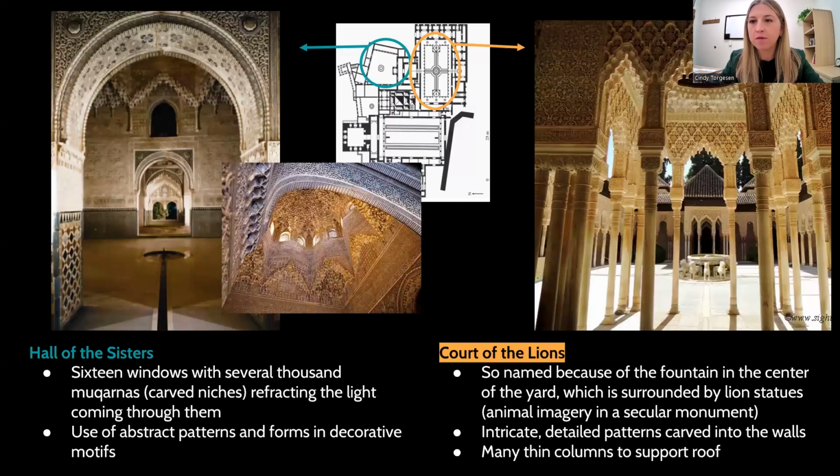These are two examples of areas of Alhambra. You have the Hall of Sisters, where you have 16 windows with thousands of muqarnas. Now, muqarnas, we're going to see a lot of really cool examples of this. Muqarnas are basically these tiny little niches that are carved in over and over and over again to give this sense almost like geodes, or like you're in a cave or something. It's these really beautiful niches that become carved out.